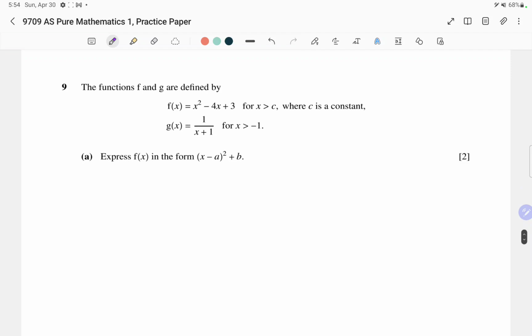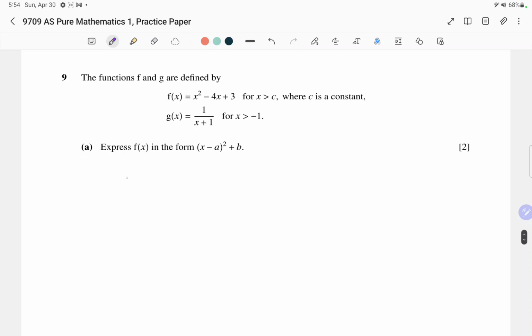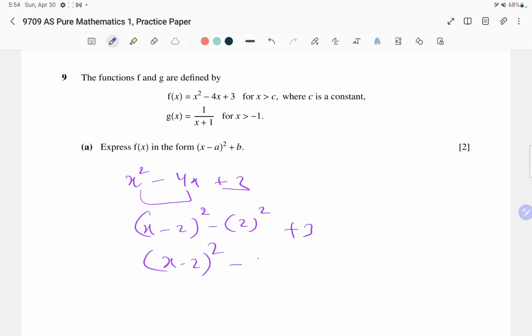Okay, question number 9, that says the functions f(x) and g(x) are available. Express f(x) in the form of a perfect square. So x square minus 4x plus 3, just use this. x minus half of the x coefficient, so x minus 2 whole square, and minus 2 square plus 3, then x minus 2 whole square minus 1.